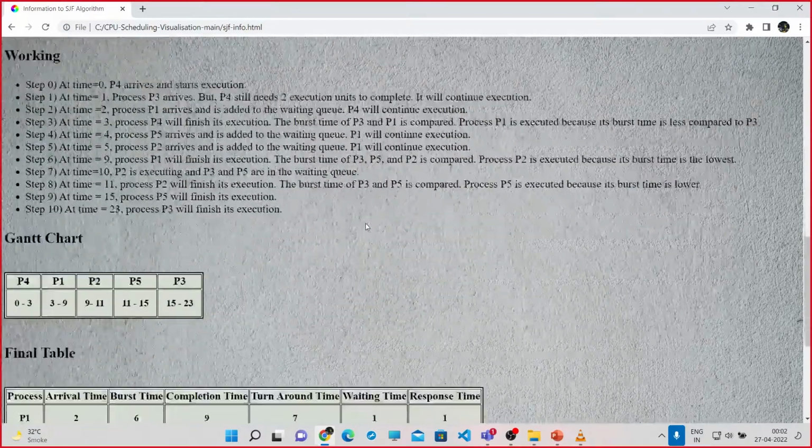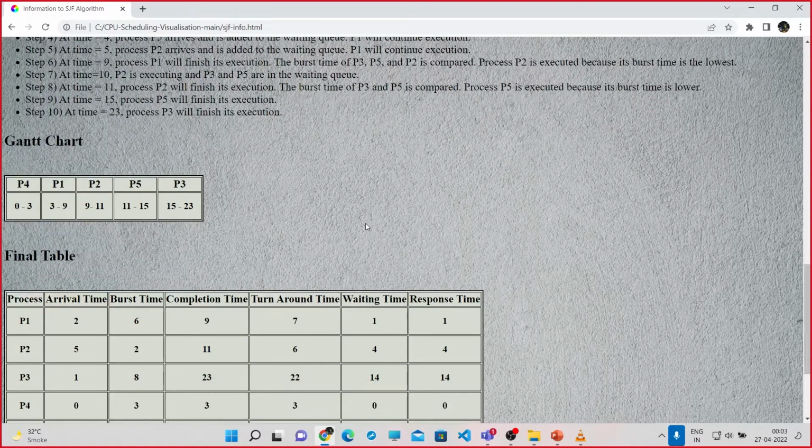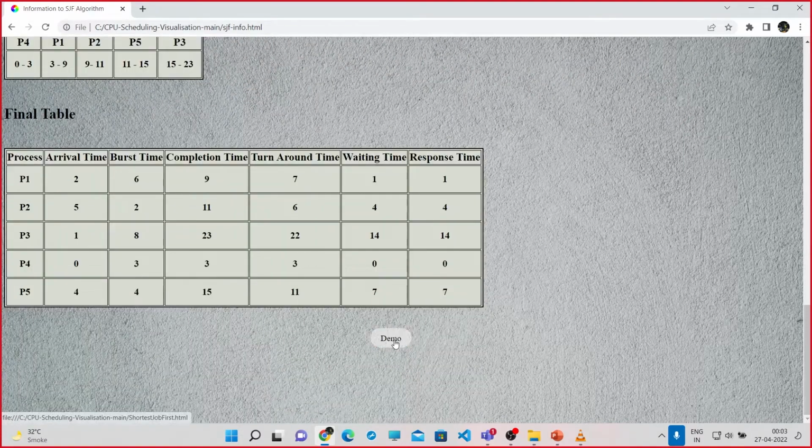As we can see, P4 has arrival time 0, so it will start first. P4 will move from the ready queue to running, from 0 to 3 minutes, and then from 3 seconds, P1 will take charge and run till 9 seconds. You can see the Gantt chart which is situated here. Now let's go to the demo of the algorithm.